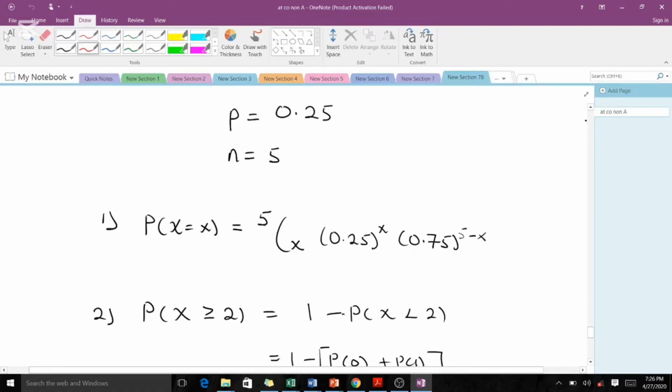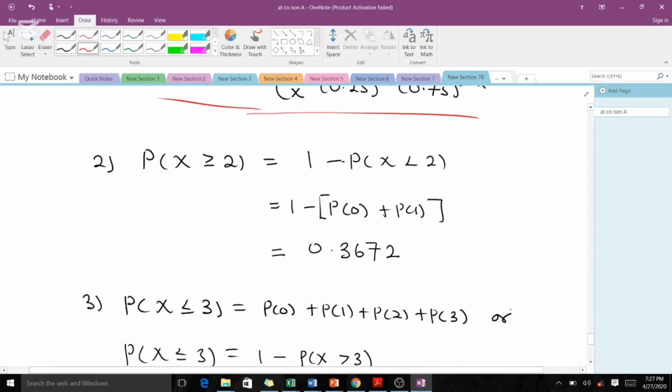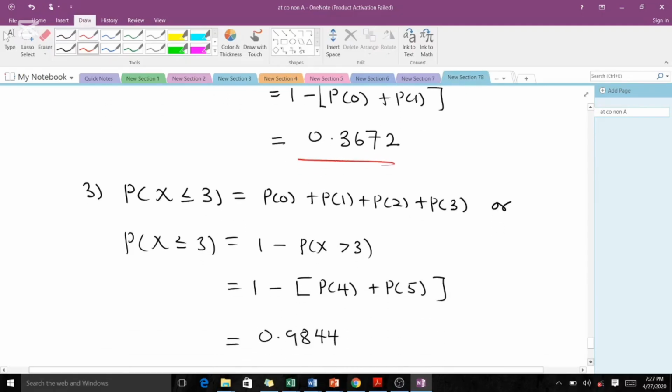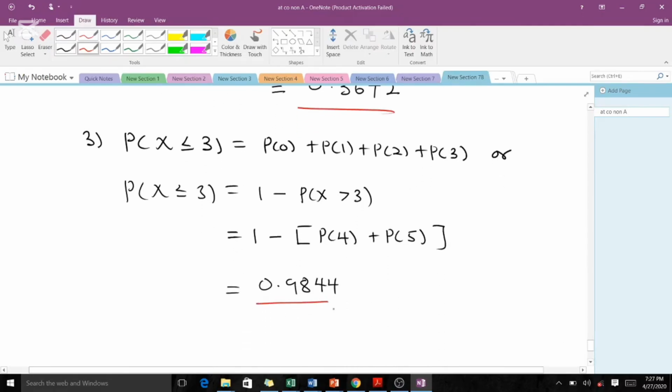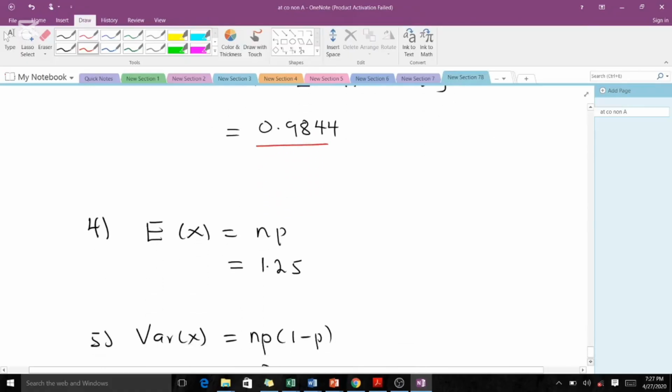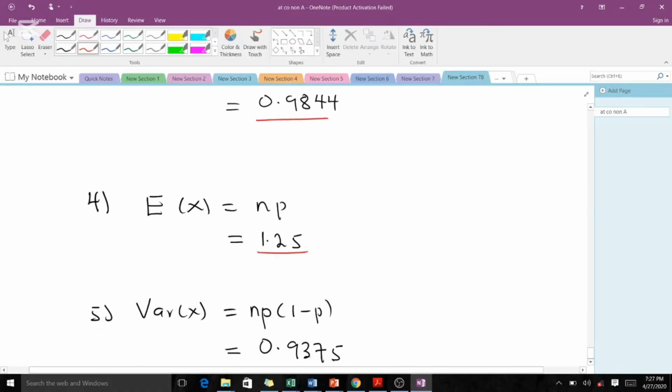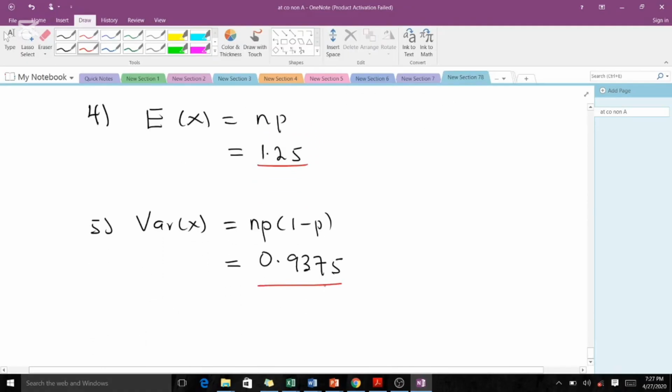These are the answers to it. For question one, use this formula. Then for question two, after solving it, you should get this. Then question three, after solving it, you should get this also. Then question four, you're expected to get this, and five, the answer is also this.